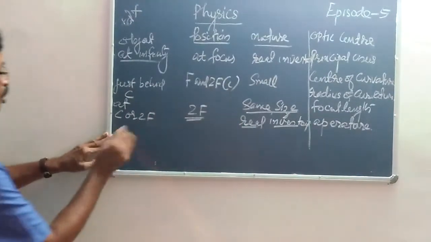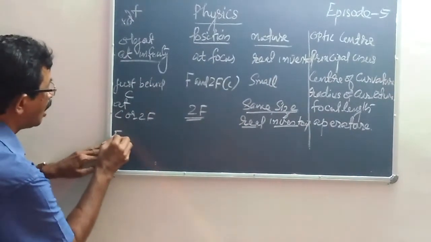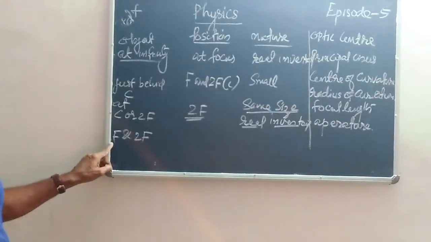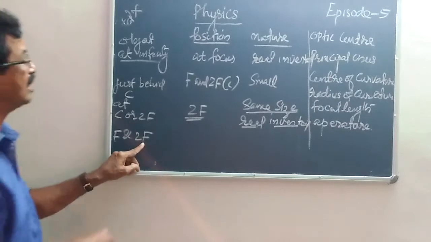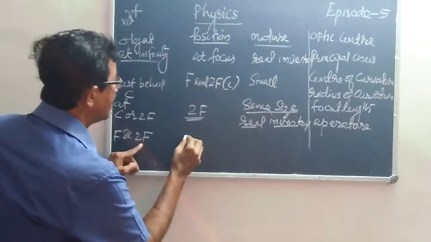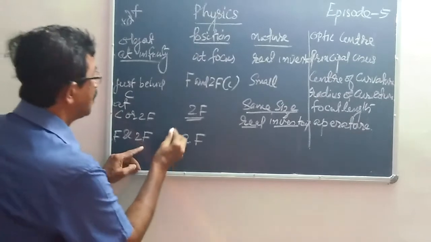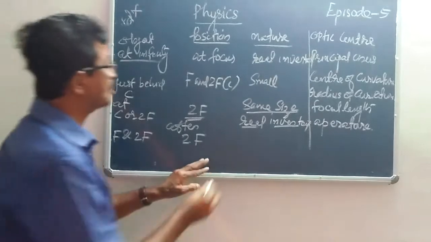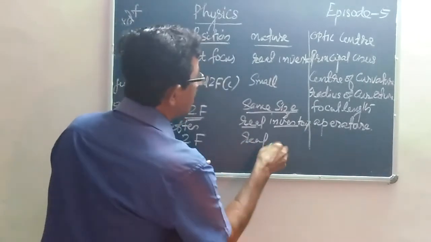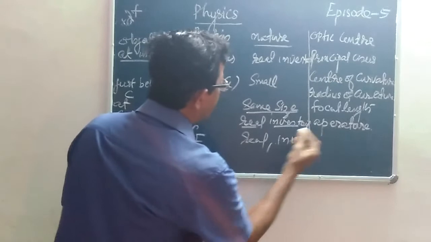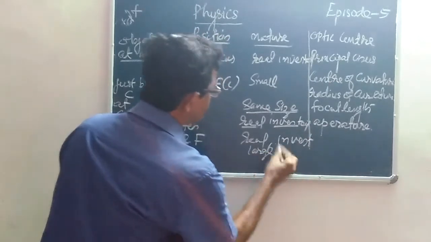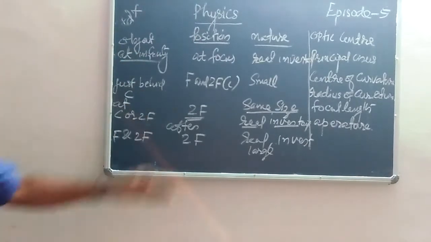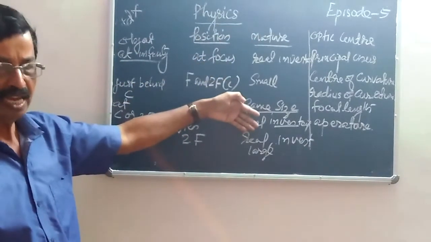Now we place the object between F and 2F. Where do we place the object now? In between F and 2F, then the image is obtained on the other side after 2F. That image is also real, inverted, and large. These are the image formations of a convex lens.